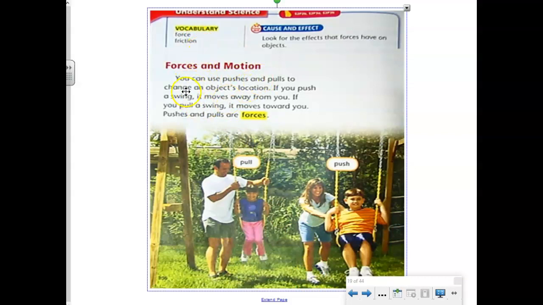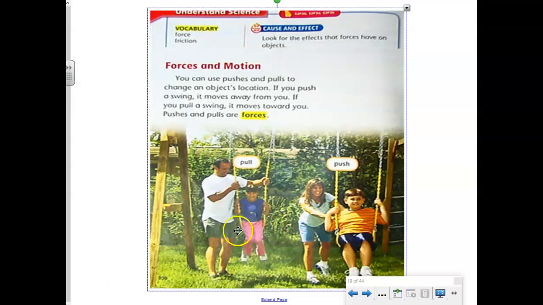Force and motion. You can use pushes and pulls to change an object's location. If you push a swing, it will move away from you. If you pull a swing, it moves towards you. Pushes and pulls are forces. All right, boys and girls, look at the picture. All right, who is pushing the swing? Mom is pushing. The swing is going away from her as she pushes.